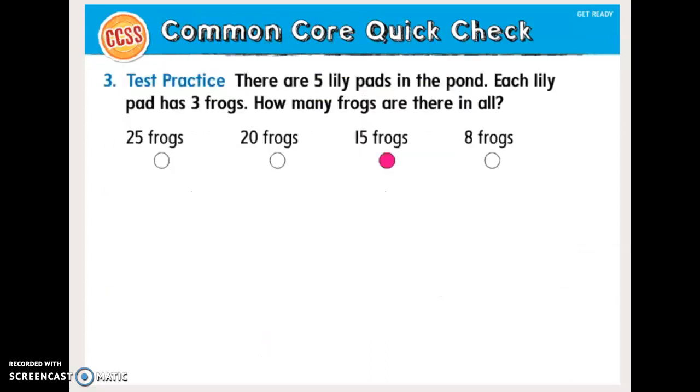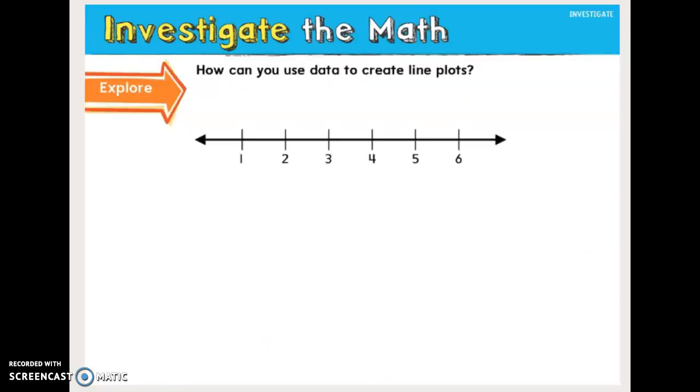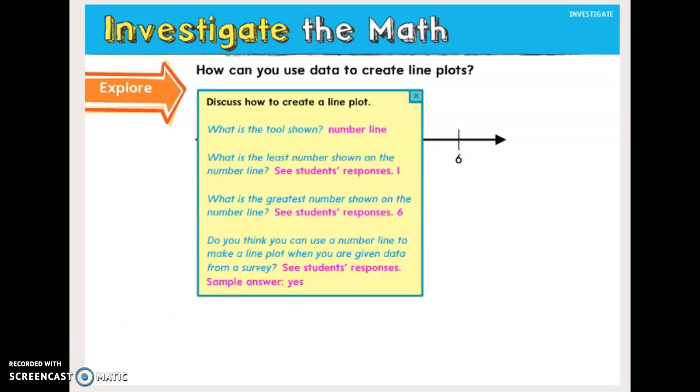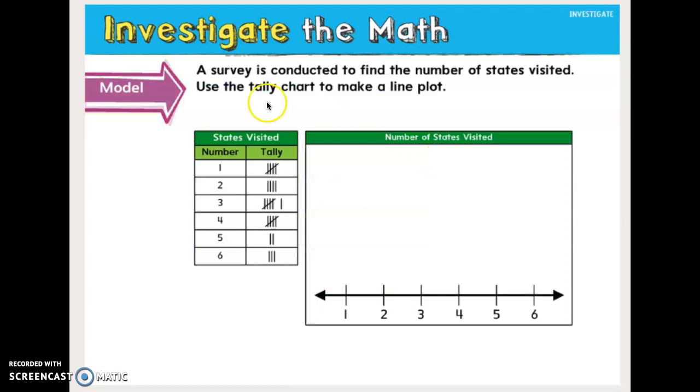We're going to skip this one. We're going to talk today about line graphs or line plots. And these ones are a little bit confusing sometimes. So a line plot uses a number line like this one to be able to put points or data onto it. Okay, so let's look at how that's done.